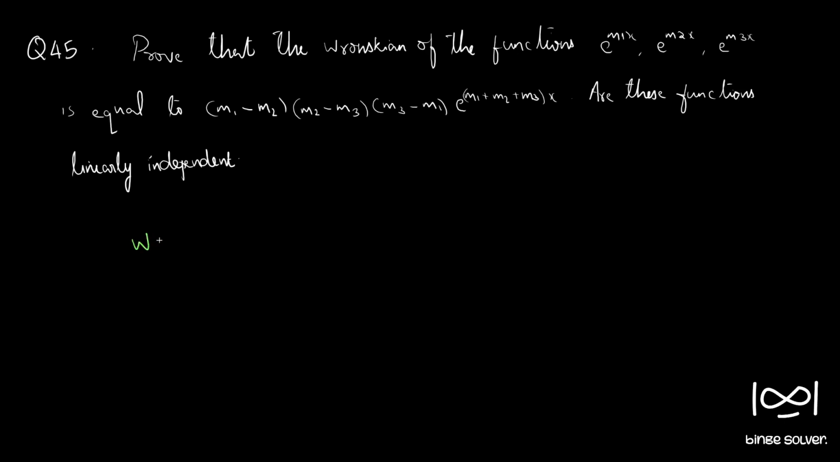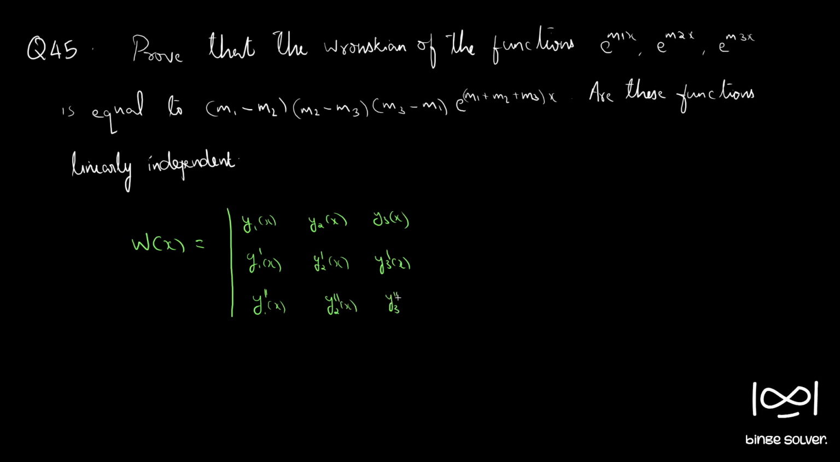The Wronskian of x is defined as the determinant with rows y1 of x, y2 of x, y3 of x; y1 dash of x, y2 dash of x, y3 dash of x; and y1 double dash of x, y2 double dash of x, y3 double dash of x.